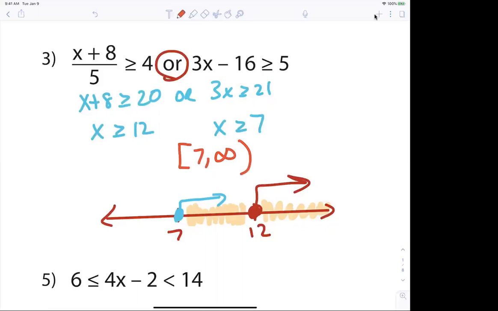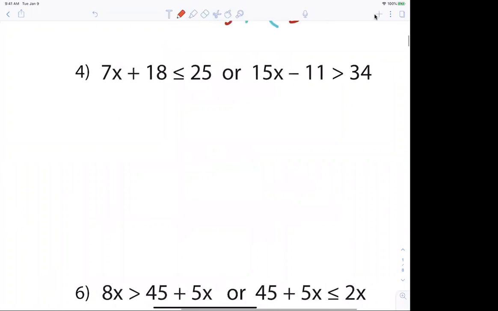All right. Now remember, it doesn't really get any harder. If you're not understanding, it's much better to ask me now than to wait. Everybody okay with that? All right. Let's check out number 4 now.